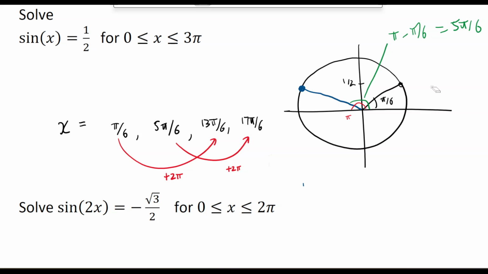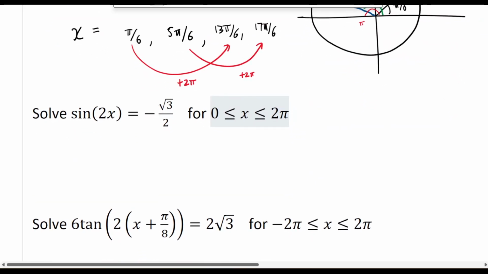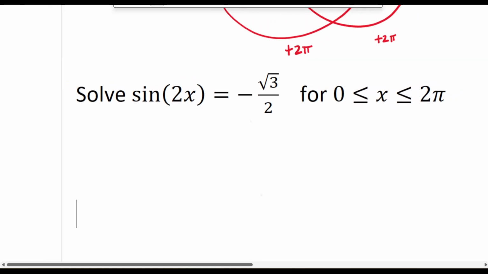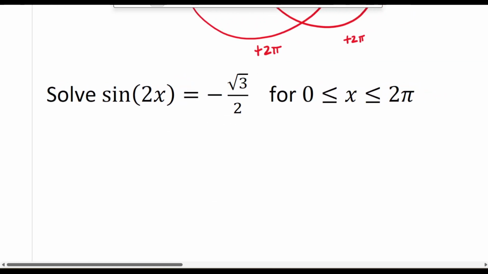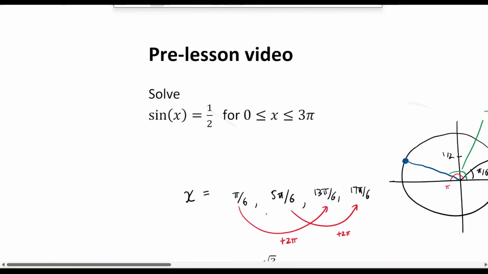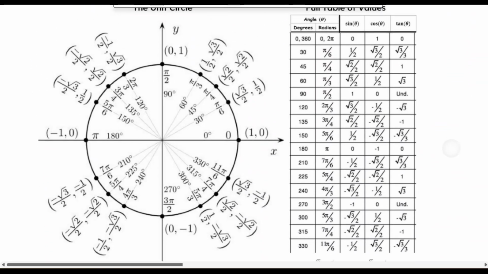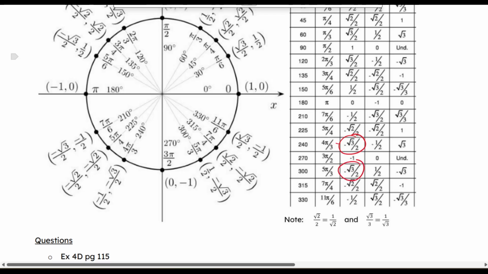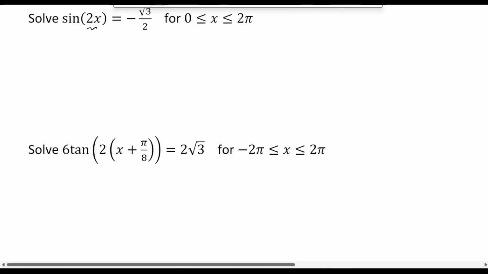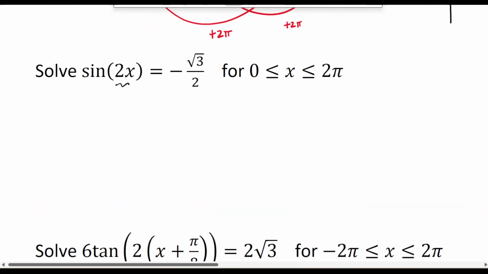Okay, let's approach it with this one. Sine of 2x is minus root 3 over 2. And let's see if we can do everything that we did before. So the thing inside the sine should evaluate to minus root 3 over 2. There's a couple ways you can get that, but I'm just going to pull it straight off the unit circle. So minus root 3 over 2, I'm seeing that and that. So 4 pi over 3 and 5 pi over 3 are the angles I'm interested in.